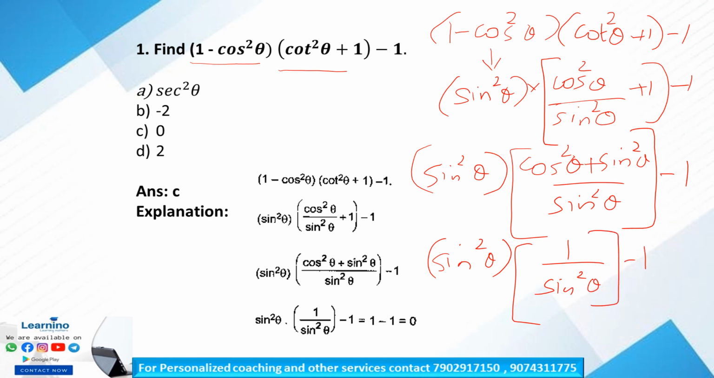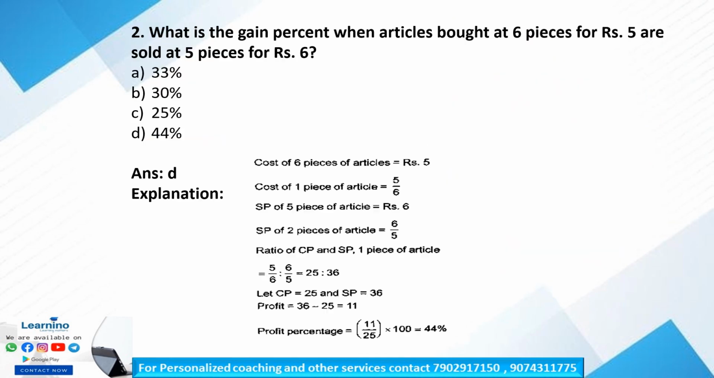So sine square theta into 1 by sine square theta minus 1. We can cancel sine square theta and sine square theta, right? So 1 minus 1 is equal to 0 is our answer. Option C, 0 is our answer. That is, 1 minus cos square theta into cot square theta plus 1 minus 1 is equal to 0. Is it clear? So next question, question number 2.